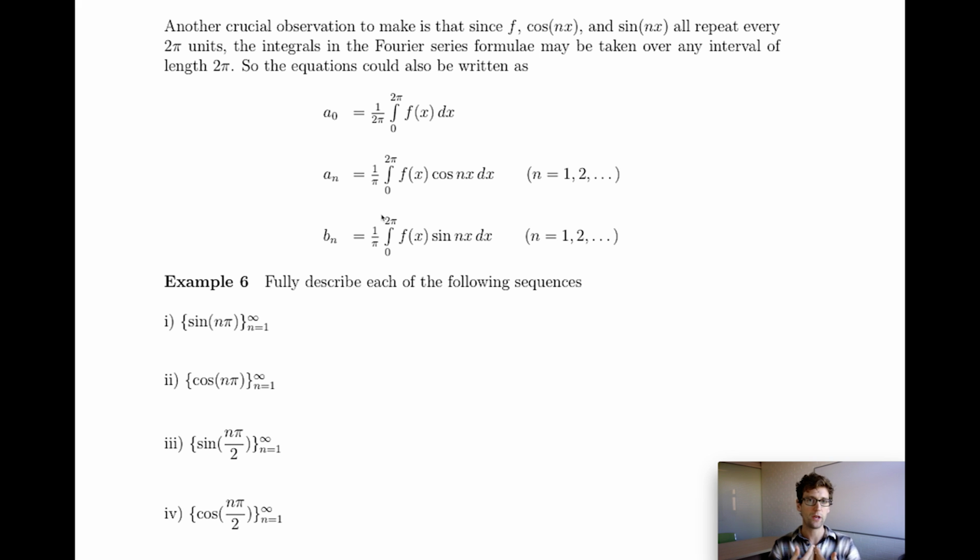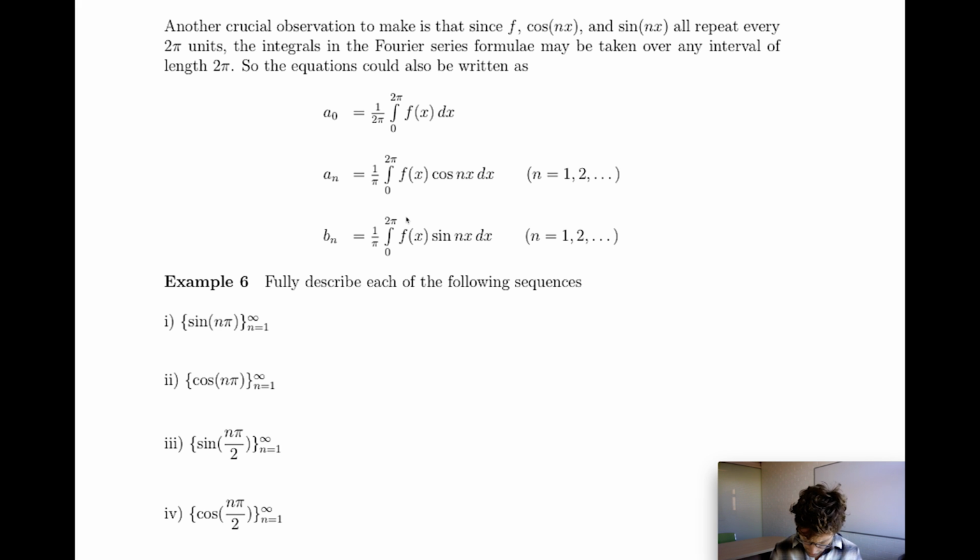All I have to do is make sure that I'm integrating over any given 2 pi unit. So as long as the lower limit of integration and the upper limit of integration are 2 pi apart, I'm free to choose them wherever I want, because after all my function is just repeating every 2 pi. So for example, you could also write these integral formulae going from 0 to 2 pi. They always have to give you the same answer.